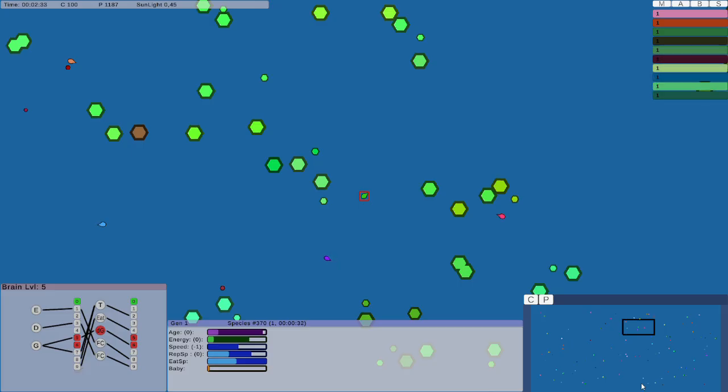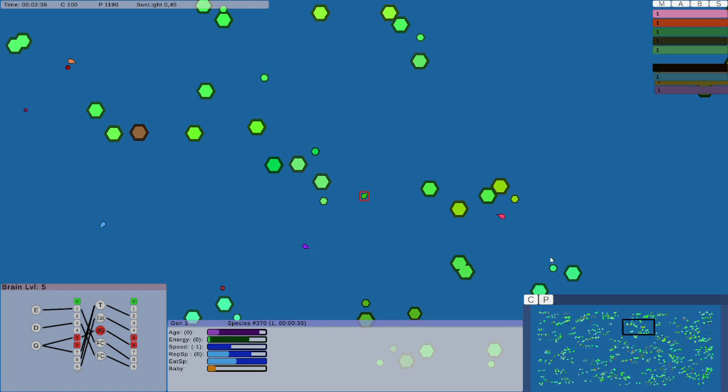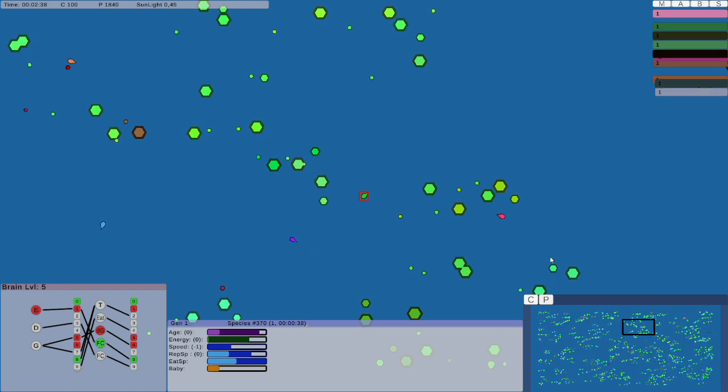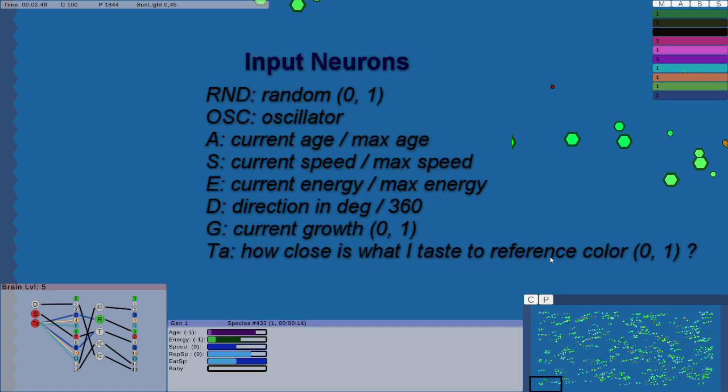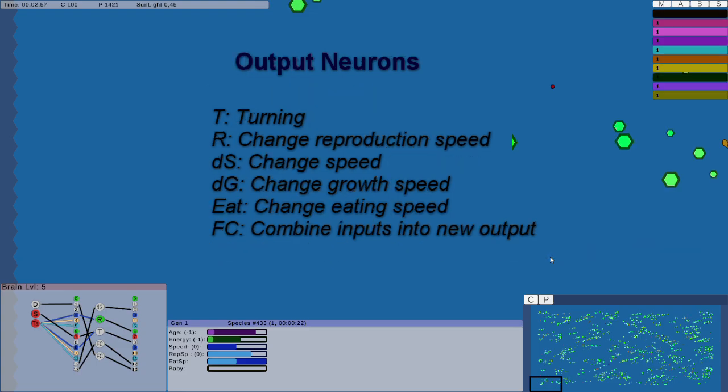The brain level defines how big the brain is. From the brain level and the genes, the brain is built. It is composed of input neurons and output neurons. The input neurons are chosen among the following list. And the output neurons are chosen among the following list.